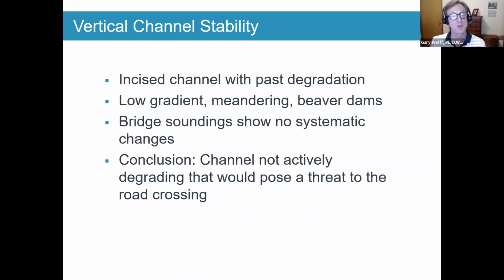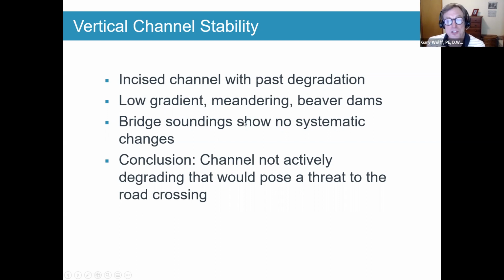And then the other thing we need to really quantify is the vertical stability. And what I'm talking about here is, if you look at the stream overall, is it going to continue to erode down, which would then potentially be a threat to the bridge foundation over the life of the bridge? So while this is an incised channel and it has seen past erosion, we believe currently it's a very low gradient stream. It's meandering, particularly downstream of the bridge, and there are beaver dams in there. We've looked at the bridge soundings from bridge inspection reports. We don't see any systematic changes going on there.